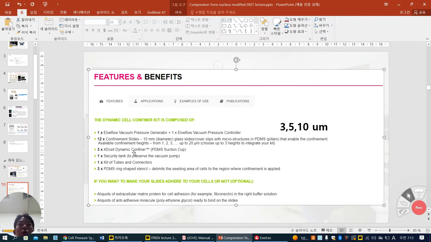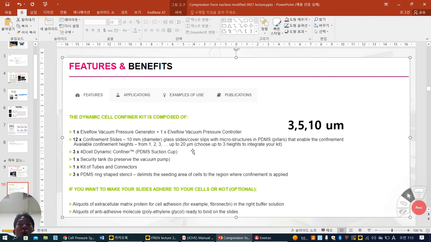So how can you compress a cell? There is an option to confine the height from 1 to 20 micrometers. Most cells, when they are cultured on the glass dish, have a height of around 10 micrometers. Not always, but on average. So 10 micrometers is used for no compression, because with the same setting they rarely touch the cell. But 5 micrometers is half the height of the cell, and 3 is one third. So when you use 10, 5, 3, you can see how the cell behaves under the compression force physically. Okay?